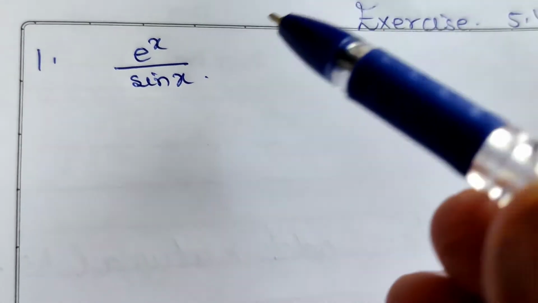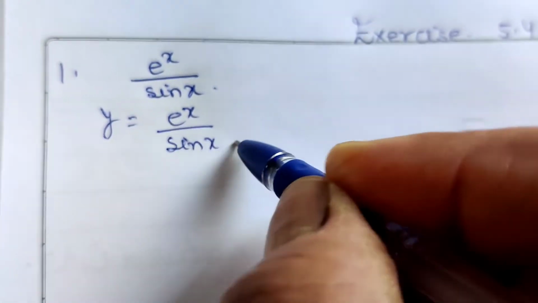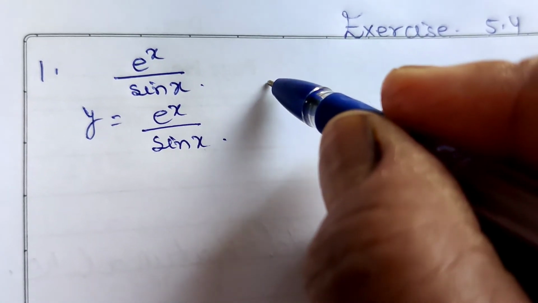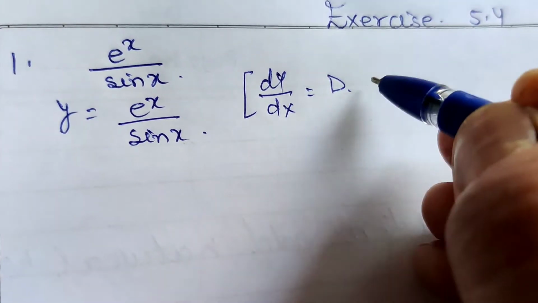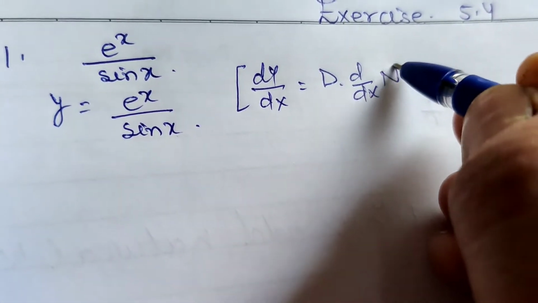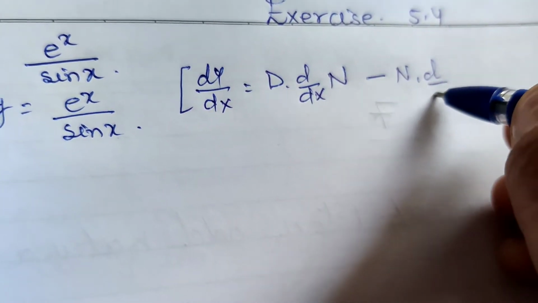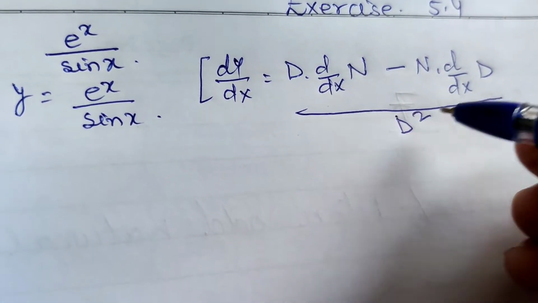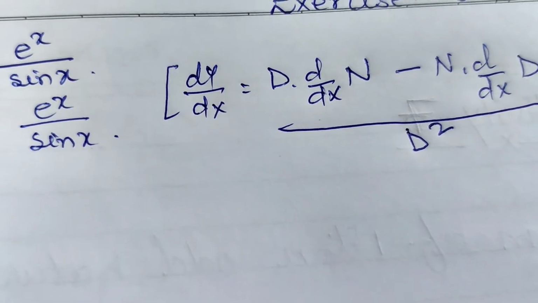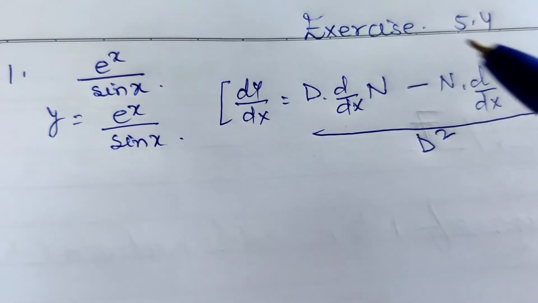The first question is this: e raised to power x by sin x. Now take y equal to e raised to power x upon sin x, by using the quotient rule. Quotient rule means division rule: dy over dx equals denominator times differentiation of numerator minus numerator times differentiation of denominator, divided by square of denominator.